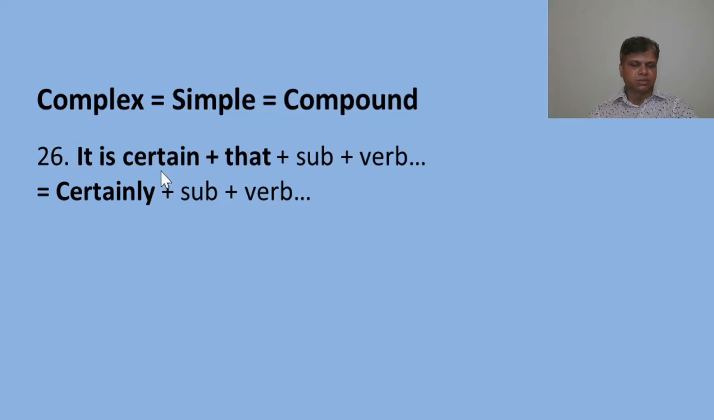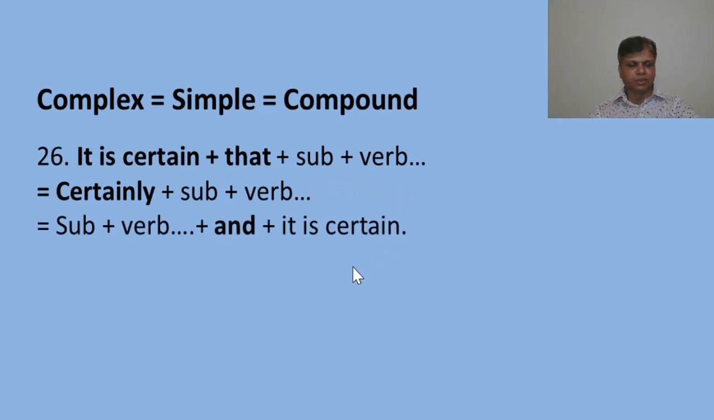So the adverb form of the adjective "certain" is "certainly", then we have to use the sentence after "that". If you want to make it a compound sentence, we have to use the sentence after "that" first, then we have to use "and", the coordinating conjunction, then we have to use the first portion of the sentence, that is the sentence before "that": it is certain. So follow the example.